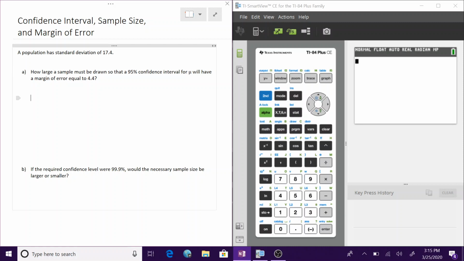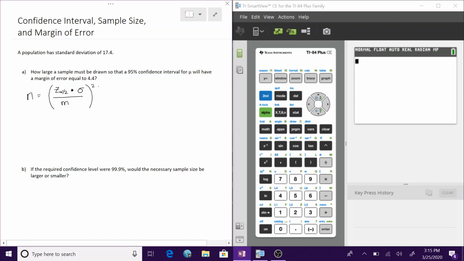So there's a formula that you use for this type of example, and I'm going to write it right here. We have n, which is our sample size, is going to equal our critical value, z alpha over 2, times our standard deviation value, all over our margin of error, which is denoted as m. And then this is all going to be squared.